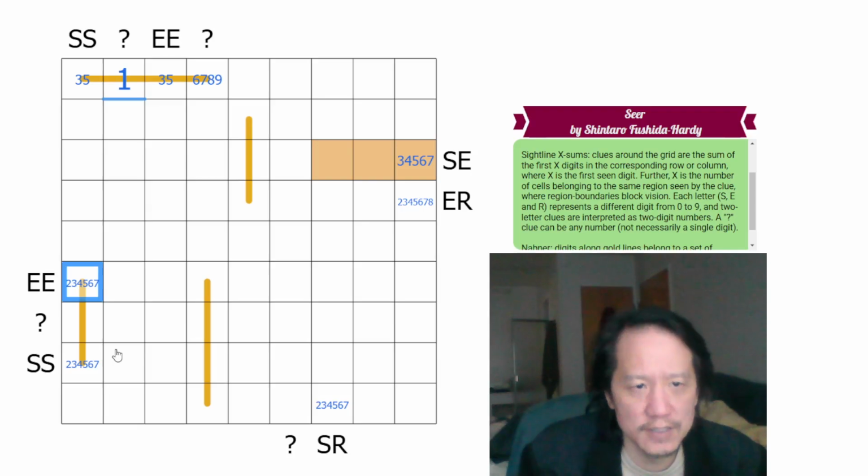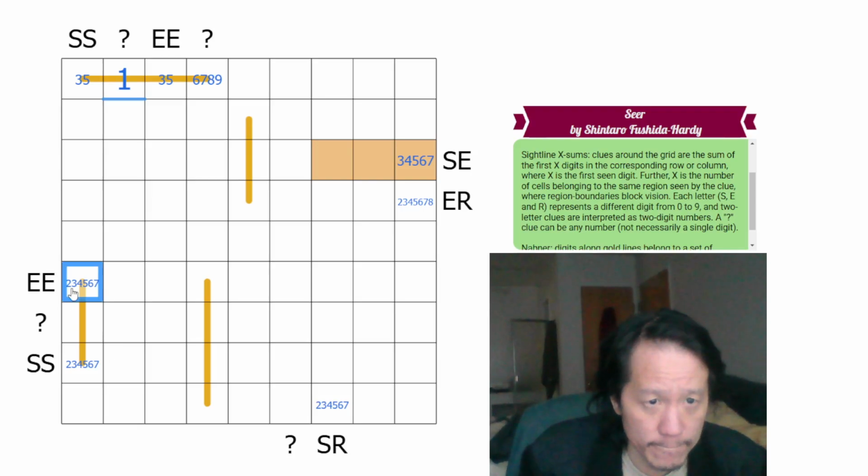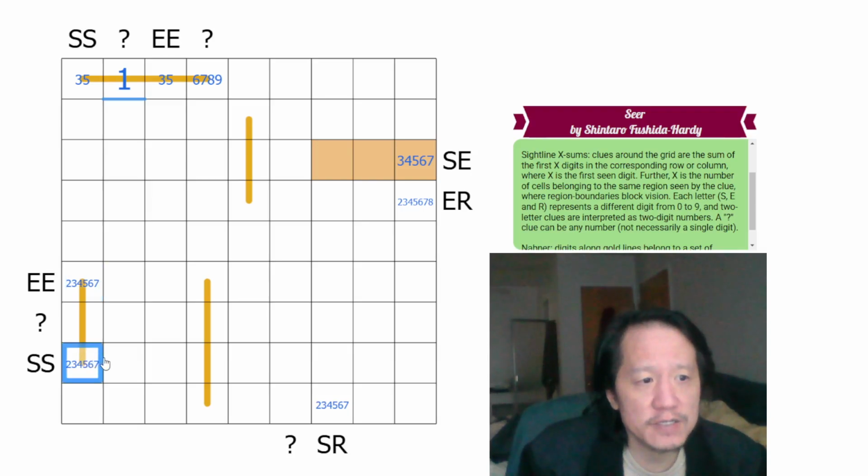One of them obviously is 11. So if SS is the 11, that means this would have to be 2 and this would be 3, which seems feasible. If EE is the 11, this would be 2 or 3, but this would be 5. So this can never be 5, and it can never be 3.